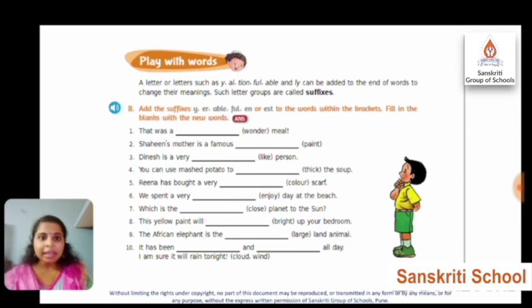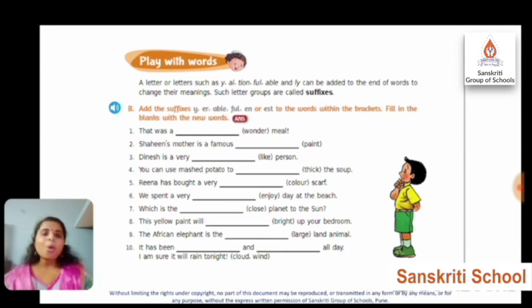Okay? Say one more example. Shaheen's mother is a famous dash. Paint is the root word. So what can you add to it? You can add ER. Shaheen's mother is a famous painter. Same way, children, try to solve all the other sentences given here. Let's see if you are able to solve it.